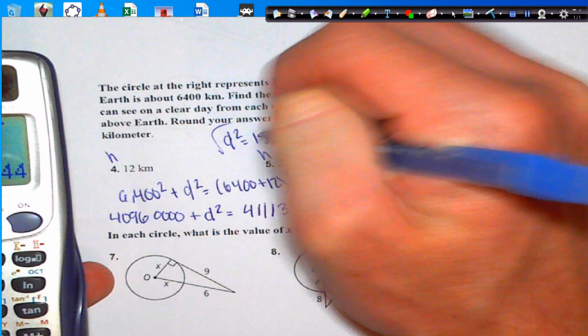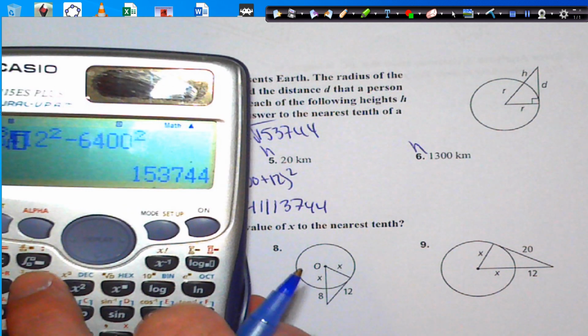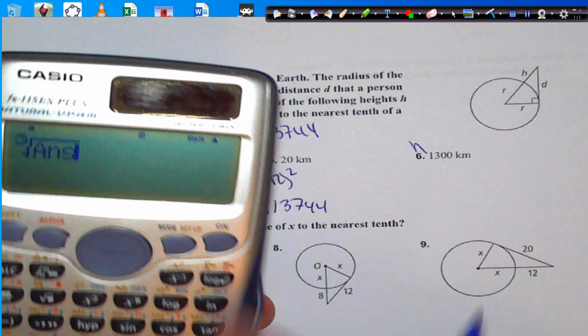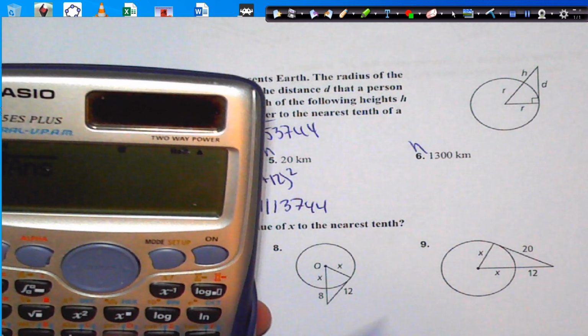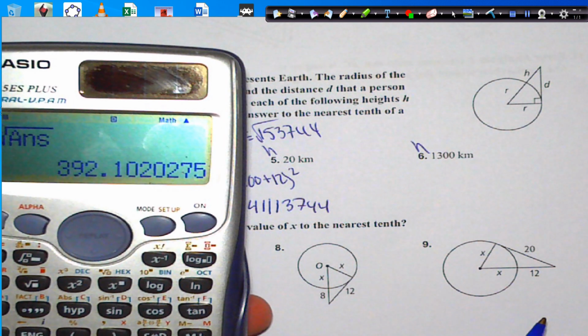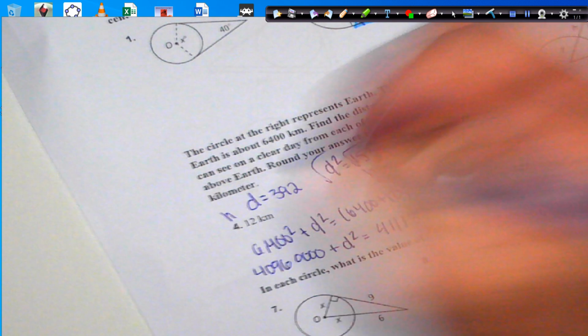And then we just square root it. I can go second, square root, answer. Oops, I did cube root. Let's delete that. I want square root. There we go. And we get 392.1. Okay, so d equals 392.1, to the nearest tenth.